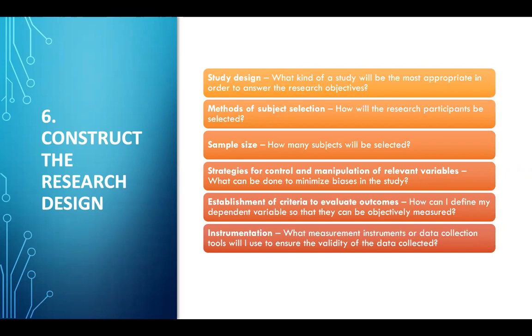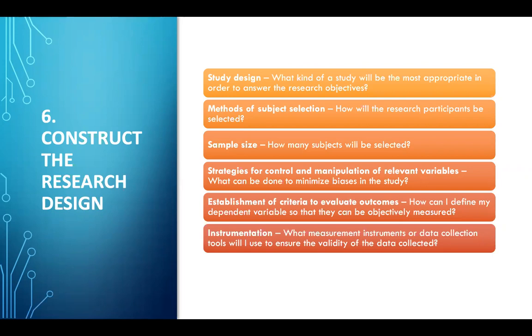Number four, strategies for control and manipulation of relevant variables. So what can be done to minimize biases in the study based on the design, the sampling technique, and the sample size, and even as you as a researcher.